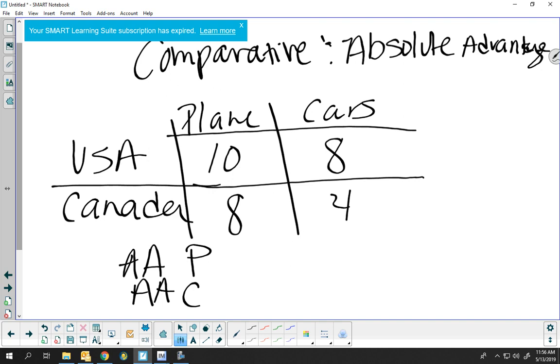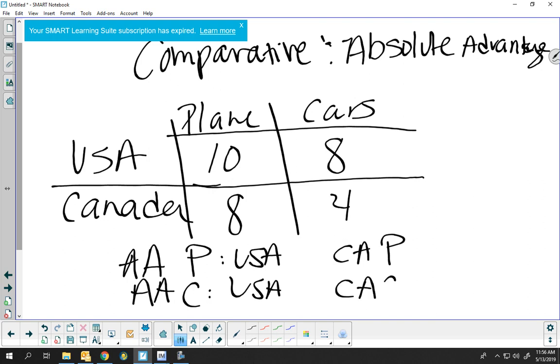The answer is USA, because they can make 10 planes, while Canada can only make 8. When it comes to cars, though, Garrett, who has an absolute advantage? USA again, because they can make twice as many cars in the United States than in Canada. But for comparative advantage, that's when we're doing the fraction. So we need comparative advantage for planes and comparative advantage for cars.